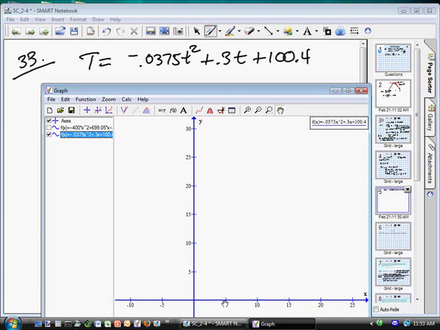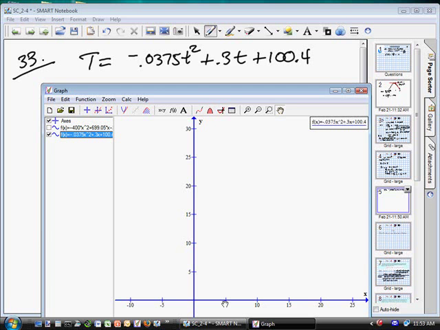So what does that mean? It means in the beginning, the fever is still increasing, but then after, I think those were hours, weren't they? Yeah. After 5 hours, it appears that the fever will break, so to speak, and start decreasing. So that would be my interpretation. Part C, evaluate the function for t equals 0, 4, 8, and 12. Now you just take the function and plug those numbers in. You probably don't need me to show you that.